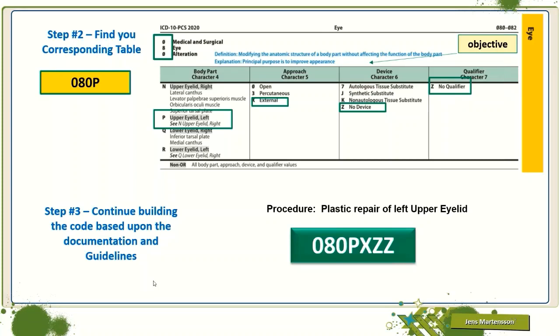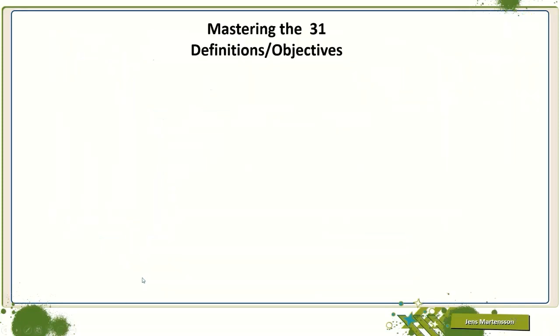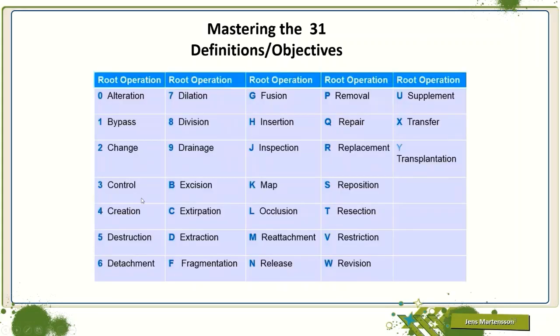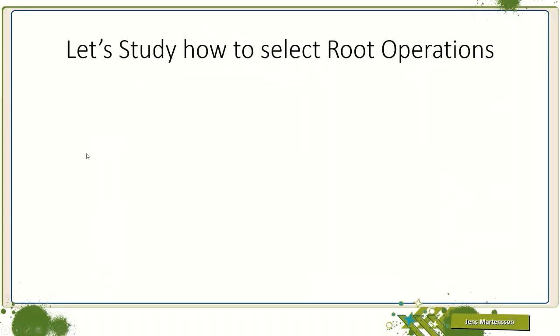All right, so now we're going to turn our attention to mastering the 31 definitions and objectives. And no, we're not going to master all of them because we'll be here all day. But I think if we learn the process, then you can apply it on your own. Now, this is how to study. This is how we're going to study how to select root operations.